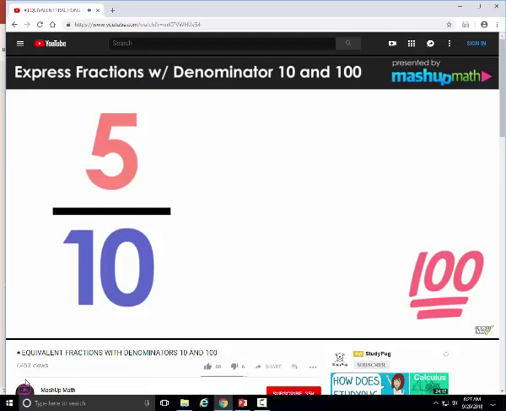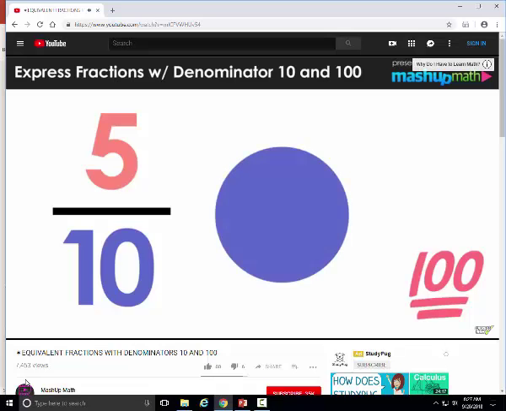Hey, what's up everyone, and welcome back, and thank you for joining me on this lesson where we are going to explore the relationship between fractions that have a denominator of both 10 and 100. So let's start by looking at the fraction 5 over 10.